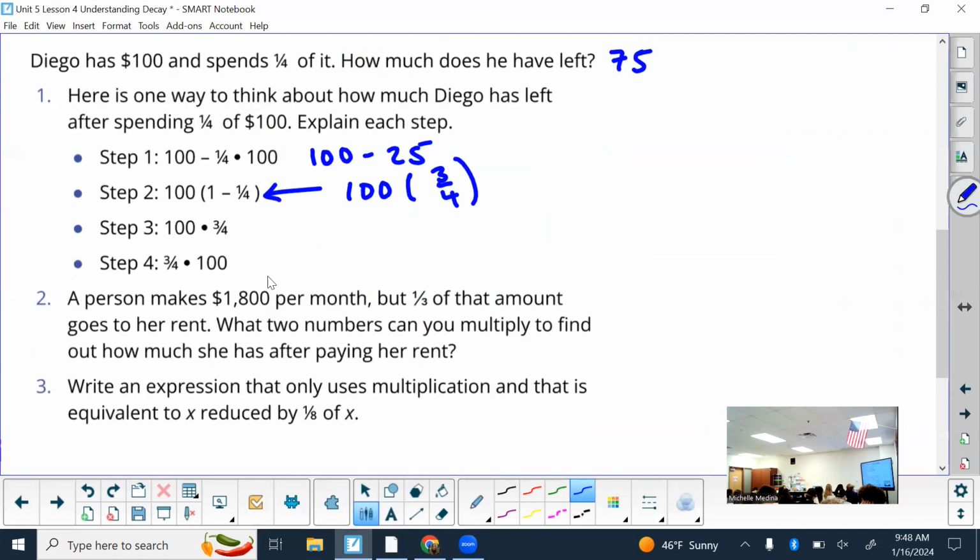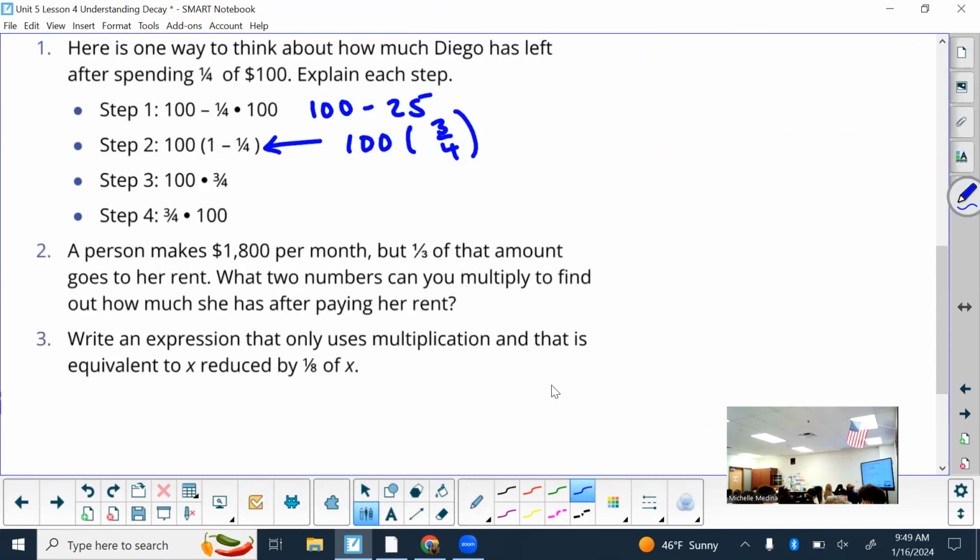So using that logic, which still gives you the same answer of 75, in your groups, you're going to answer number 2 and 3. A person makes $1,800 per month, but a third of that amount goes to her rent. What two numbers can I multiply to find out how much she has after paying her rent? And a different situation: write an expression that only uses multiplication and that's equivalent to x reduced by 1/8 of x. I'll give you about 3 to 4 minutes to have those answers for when you're called on.